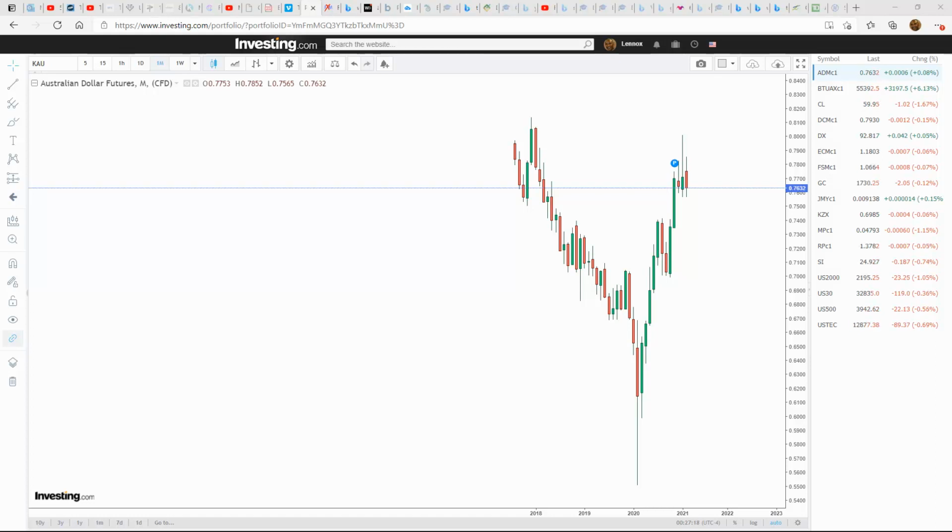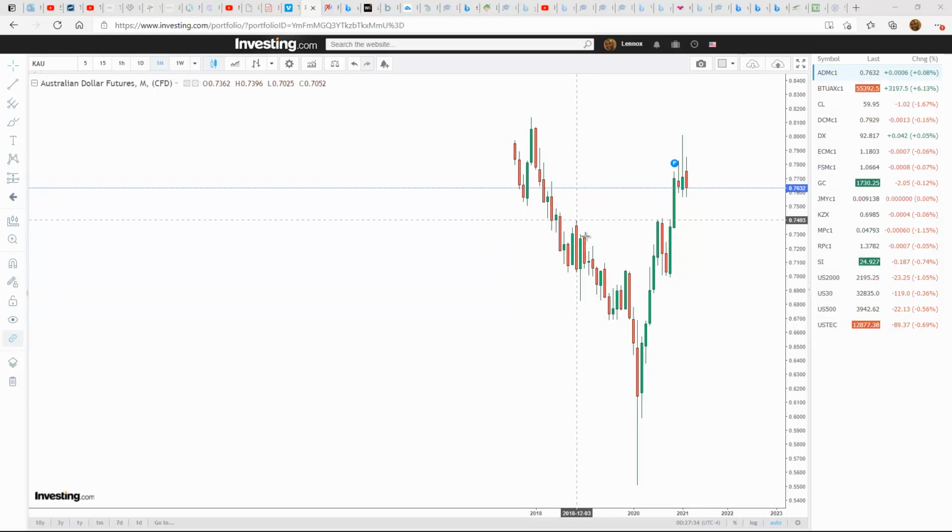I'm going to start off with a look at the futures for the upcoming week, starting with the Australian dollar and going down the list to the US technology group.